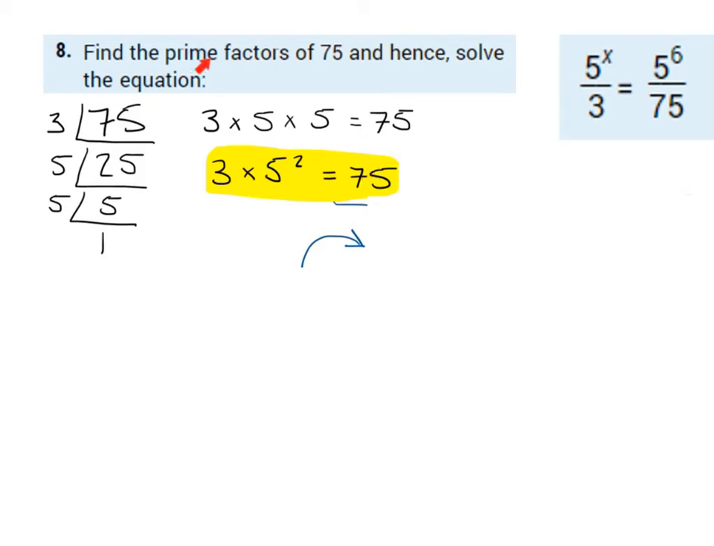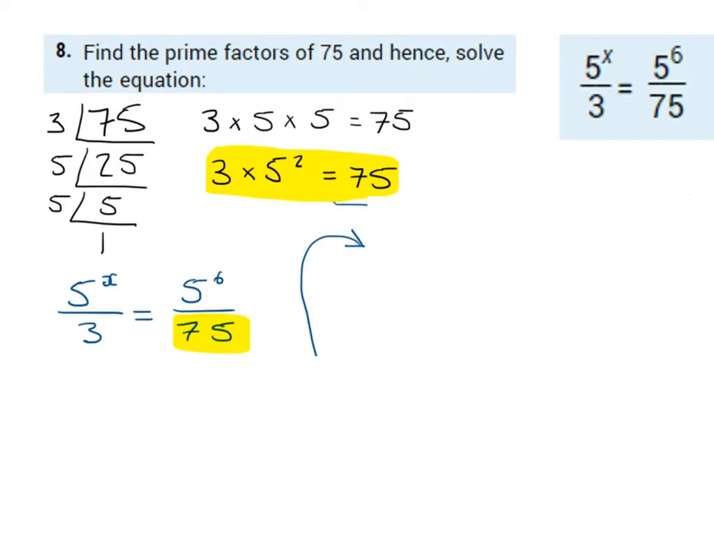So we found the prime factors of 75, and now we're going to solve this equation, and we're going to use this to help us because the question used the word hence. And when we hear the word hence, it means using your first or your second answer to answer something else. So this is our answer from the first part of the question. We're going to use that to help us solve this, which means find x, get x on its own.